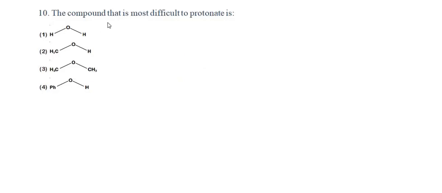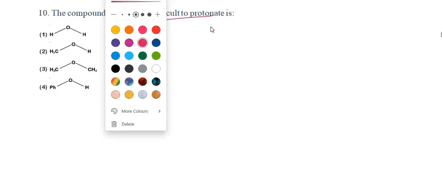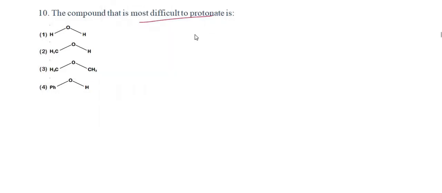Now the next question is: the compound that is most difficult to protonate. What is this protonation process? When we add H positive ion to the system, it is known as the protonation process. See, in the first case, both the lone pairs on oxygen are free. They are not involved in any kind of resonance, so they can easily attack the H positive ion. It can easily give a lone pair to the H positive ion, so it will undergo protonation.